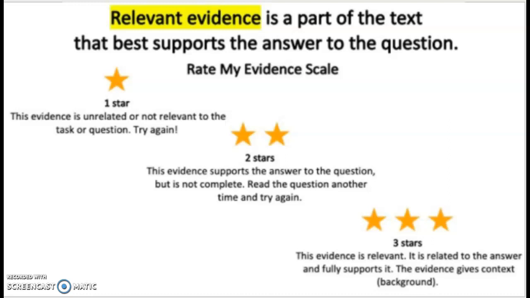And if you find yourself with some 3-star evidence, this evidence is relevant. It's related to the answer and fully supports it. And this evidence gives context or background. If you've got 3-star evidence, you're good to go. 3 stars are our goal. So we're going to use this scale to help us choose our very best evidence.